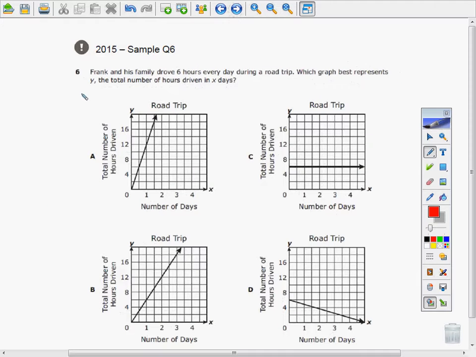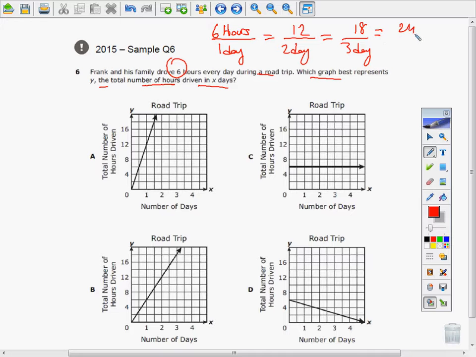Next one. Frank and his family drove 6 hours every day during a road trip. Which graph best represents y, the total number of hours driven, and x days? So 6 hours per day, right? So second day, 6 more hours gives you 12. Third day will be 18. Fourth day will be 24, right?